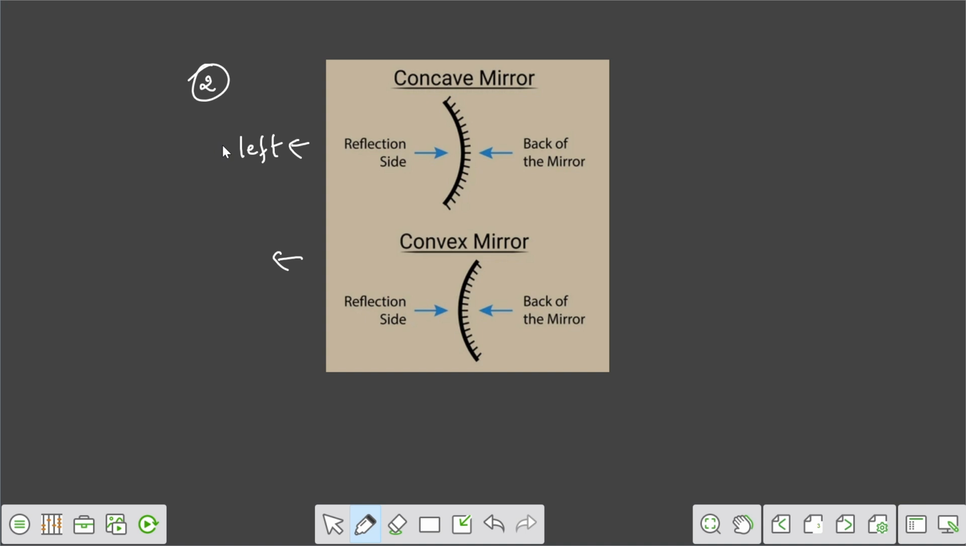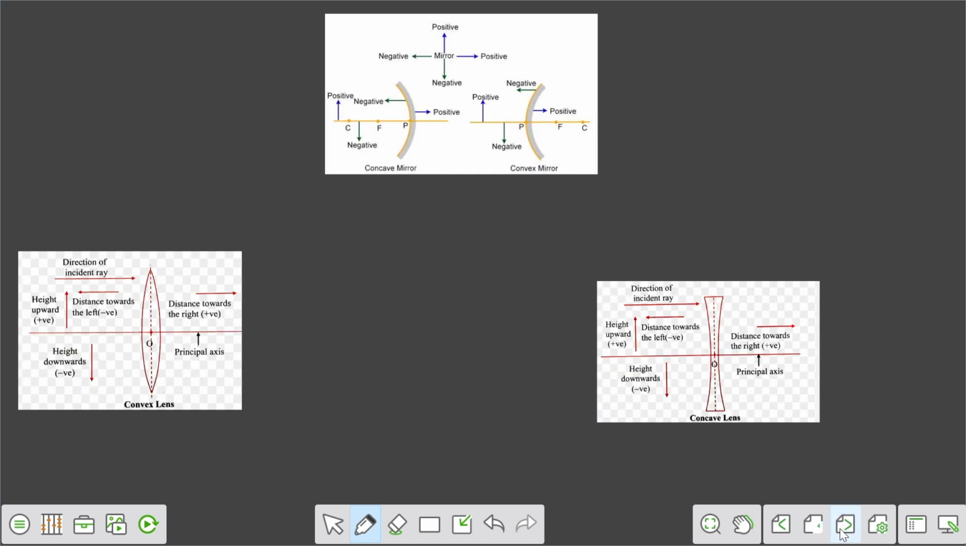Now, the third point that you should remember here is only concave mirror and convex lens. Only these two will give you real image. So you will get real image only for concave mirror and convex lens. This is the third point that you should remember. What about virtual image? Any idea about virtual image? Exactly. All four will give you virtual image.